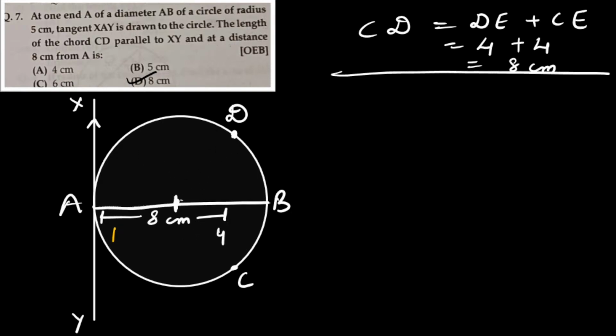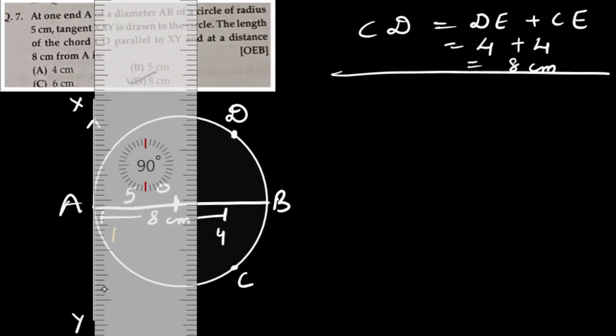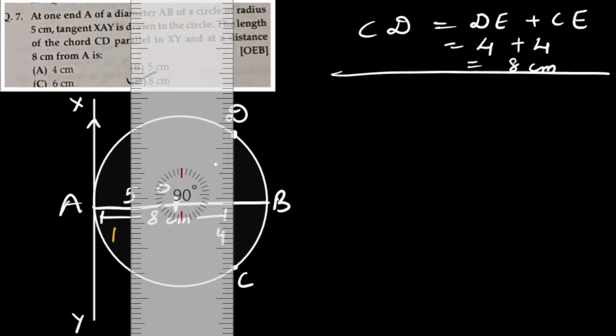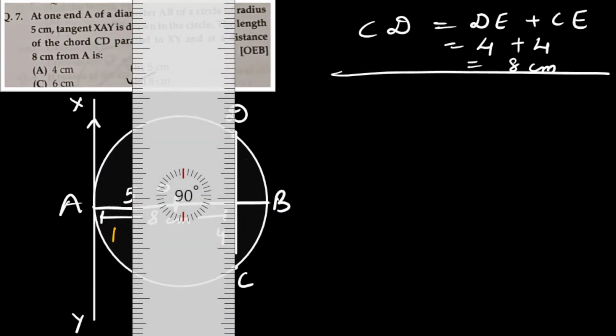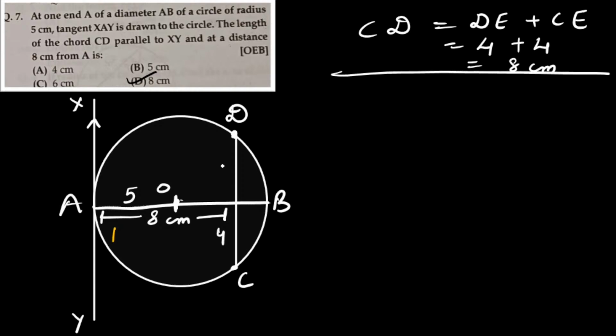AB is the diameter of the circle. So I'm just writing O as the center. So radius is 5. Here we have one chord CD which is parallel to XY. So CD is parallel to XY. We have to find the length of CD.